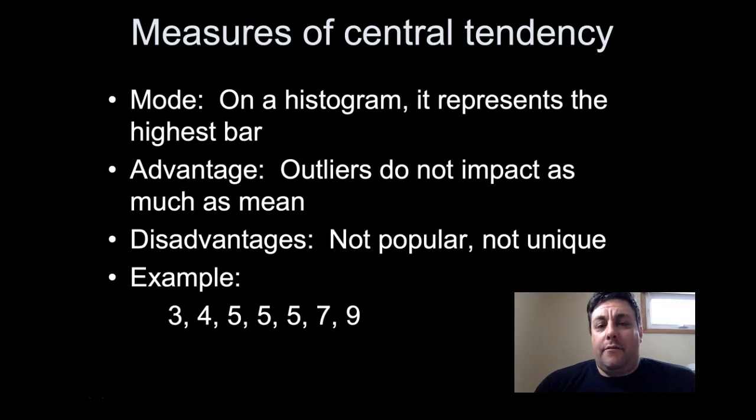Identifying the mode on a histogram is actually very easy. It's simply the highest bar. One of the advantages of using the mode as a measure of central tendency is that it's really not impacted by outliers, but it's also not widely used and it's not necessarily unique. If we were going to calculate the mode from the data on the screen here, which is 3, 4, 5, 5, 5, 7, and 9, 5 occurs more frequently than any of the others on there. So 5 is the mode of those 7 values.